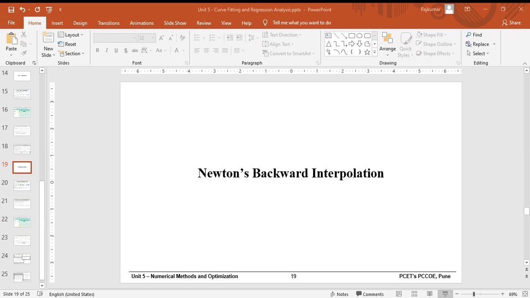Now the second step is to select values: xn, yn, nabla yn, nabla square yn, nabla cube yn, nabla raised to 4. Again, you need to use the nabla symbol. I made this mistake everywhere, so you need to correct it while solving the problems.